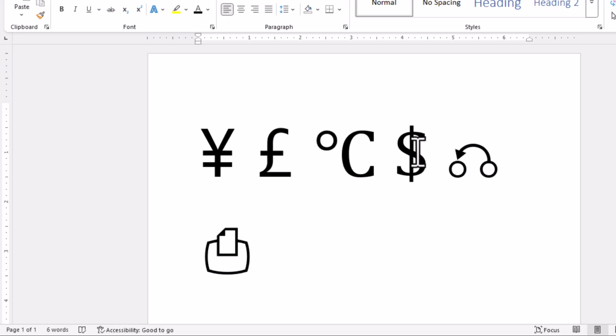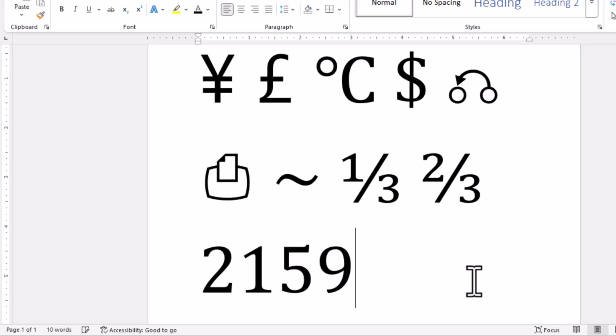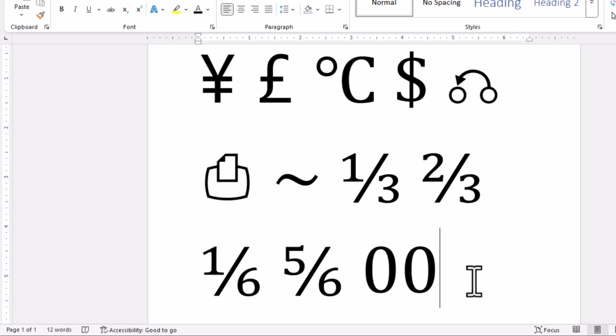So all these are currency symbols. This is the undo symbol. This is the print icon. The next one we are going to talk about is the dwindle symbol. So we have this fraction. The next one is also going to be a fraction. We have this superscript number.